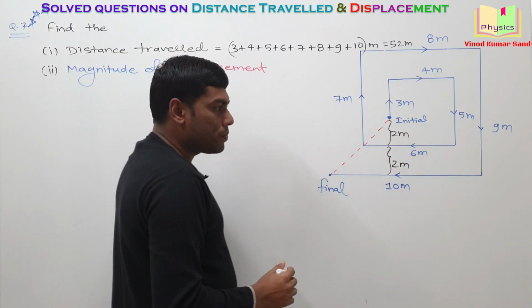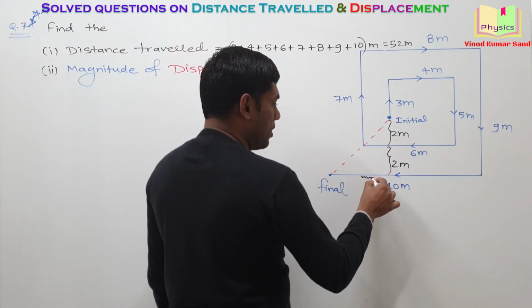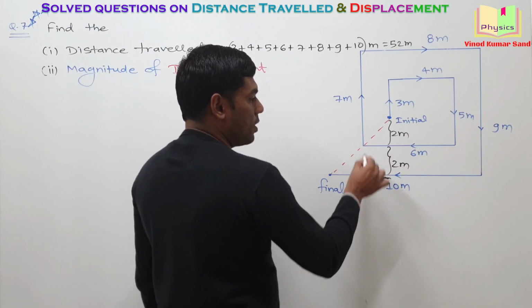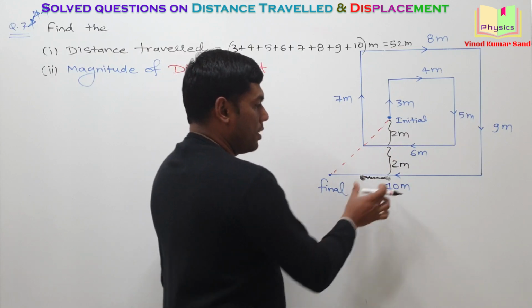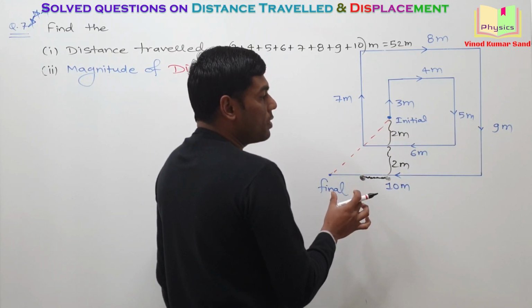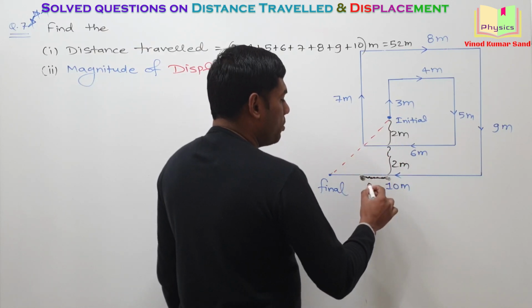Is it okay? How much is this length? I'll mark it here. This much. This length. How much is this length? From here to here. This length can be easily obtained. Think about it. It will be 2 meter.